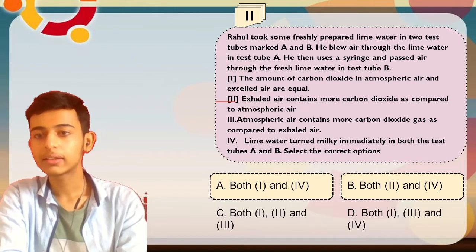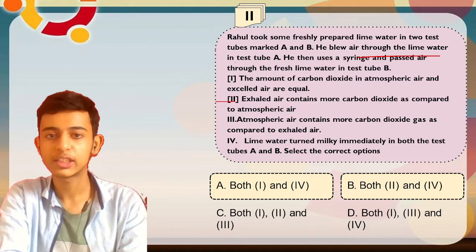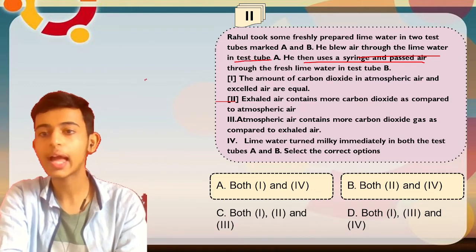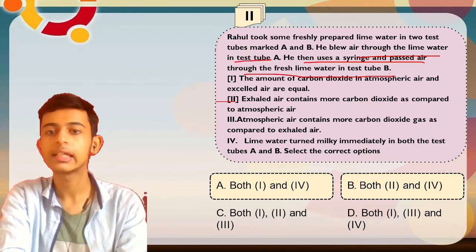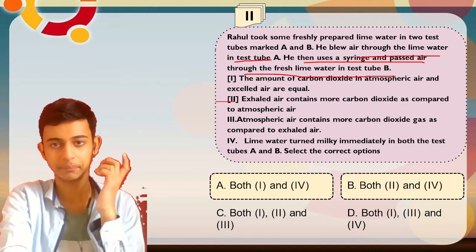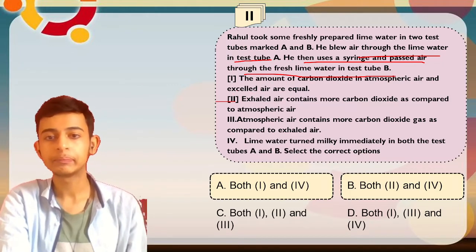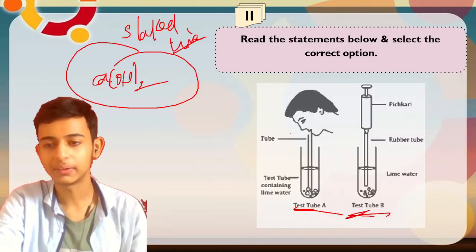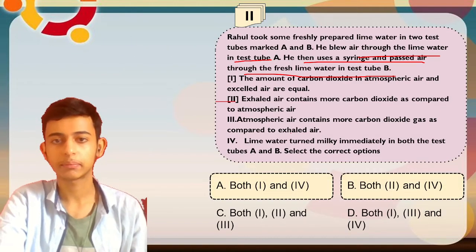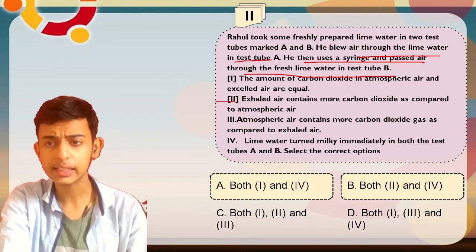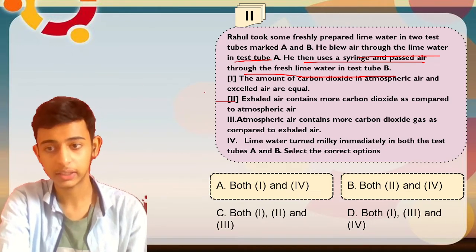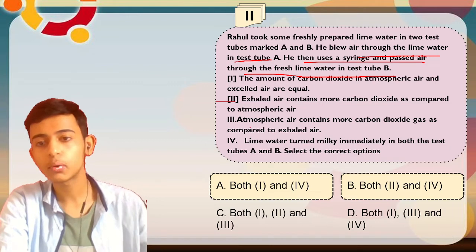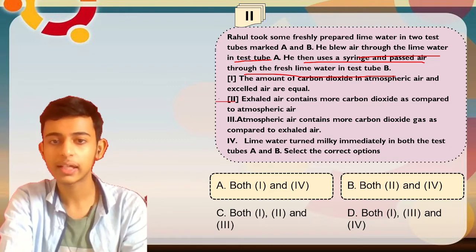He blew air through the lime water in test tube A. He then used a syringe and passed air through the fresh lime water in test tube B. Okay, now they are asking to select the correct options. 4 are there. Now you need to select. The amount of carbon dioxide in atmospheric air and exhaled air are equal. Exhaled air contains more carbon dioxide as compared to atmospheric air.